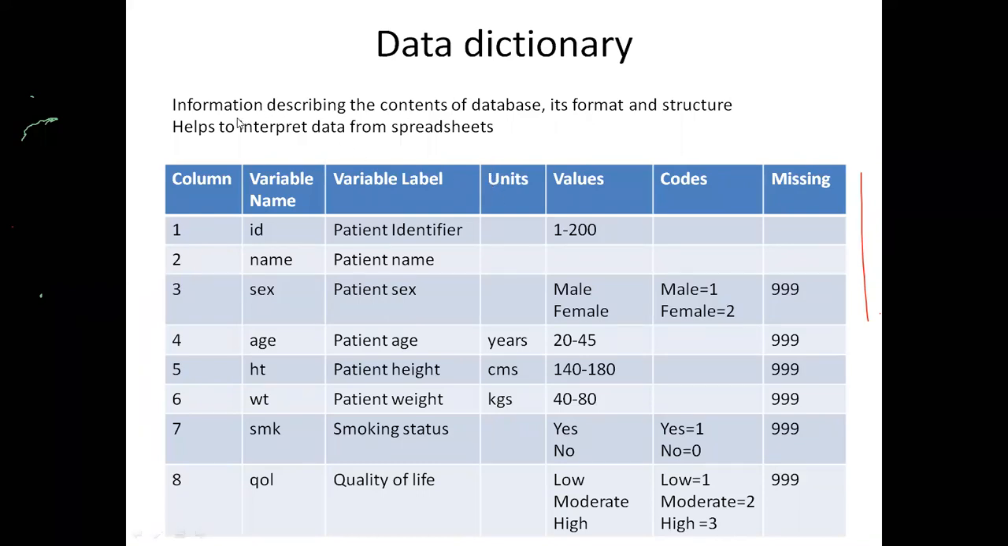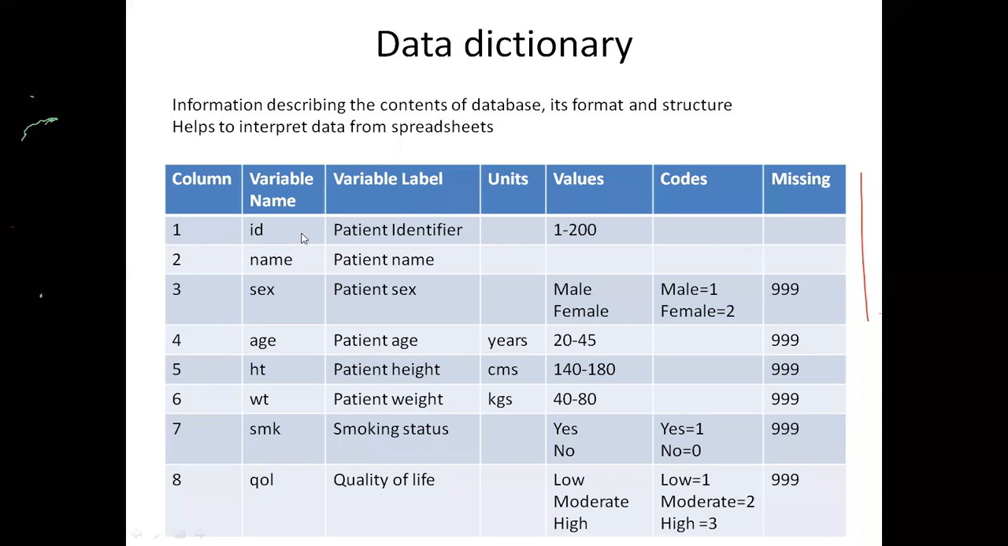What we're trying to do here is describe the contents of the database, what the database actually holds, and the format and structure of the database, right? So suppose I have 8 columns in my Excel sheet, I list down those 8 columns by number, and I say variable ID is held in column 1, name is held in column 2, column 3 is gender or sex, column 4 is age, and the variable names are listed under each of those columns.